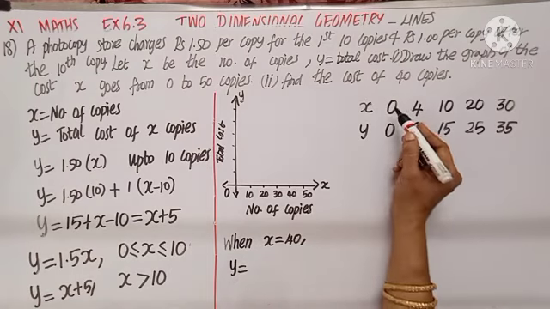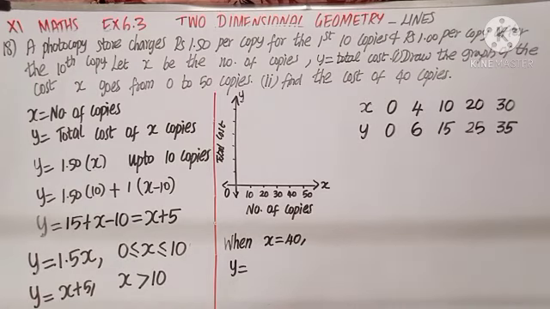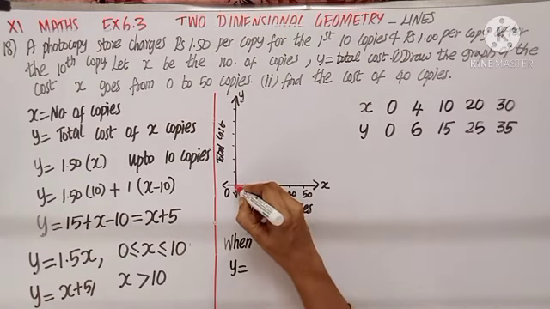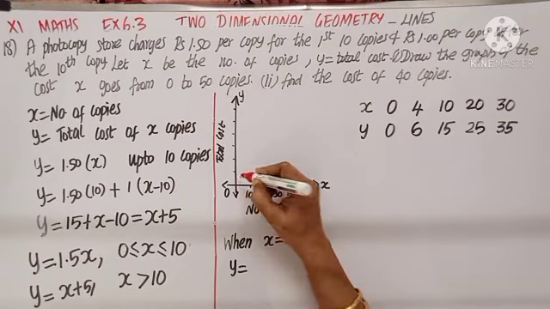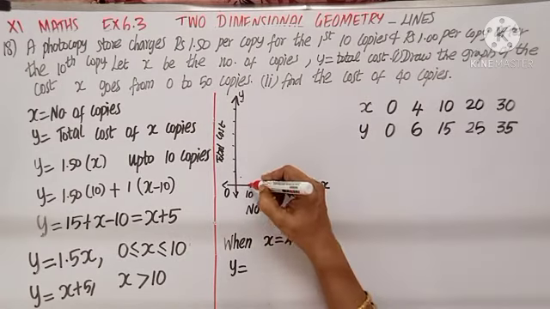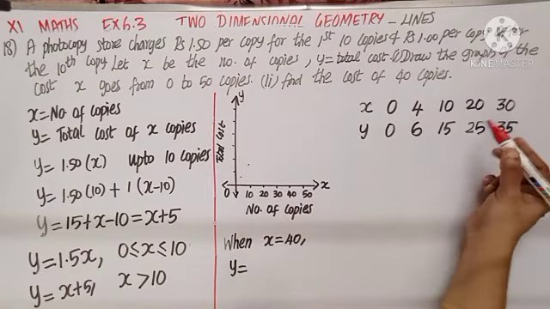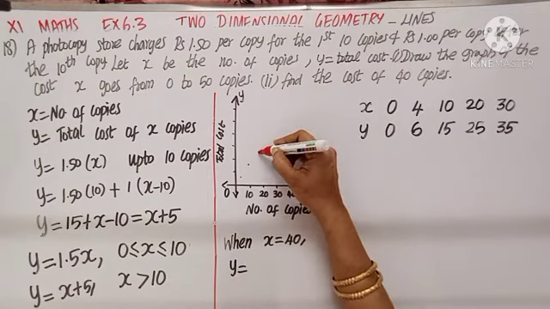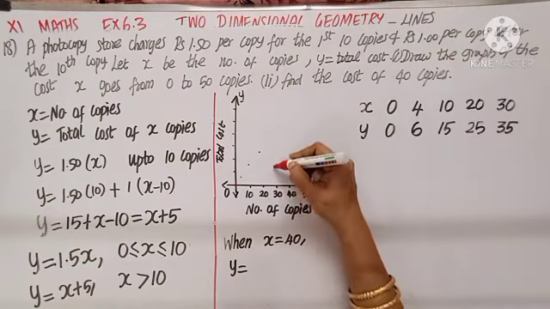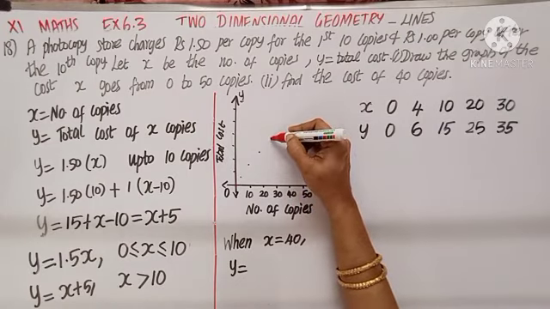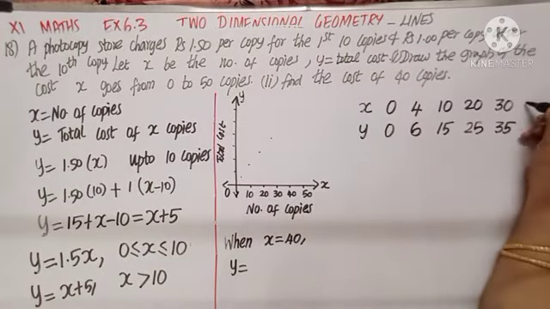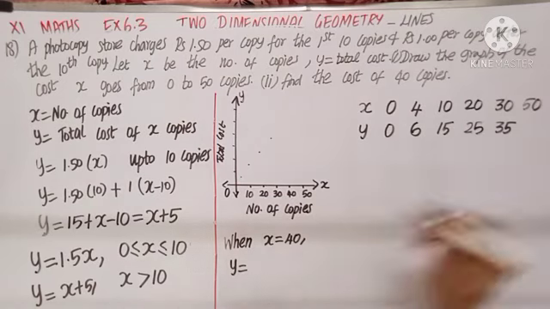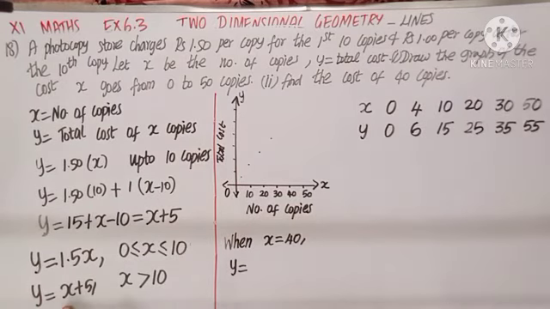As I try to plot it, (0, 0) is 1 point. (4, 6) somewhere here. (10, 15) will be here. (20, 25). (30, 35). We need up to 50 copies, so put X value 50, it will be 55. 50 plus 5, that is 55.